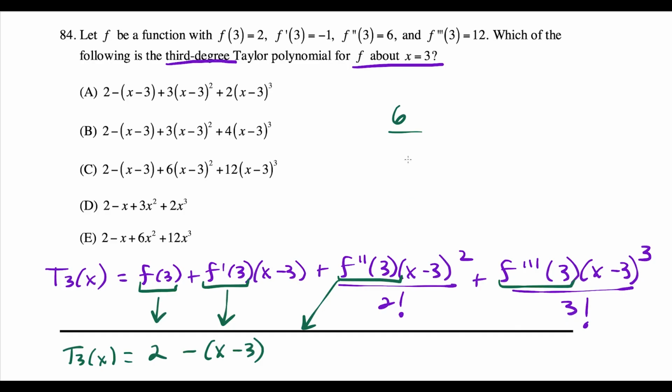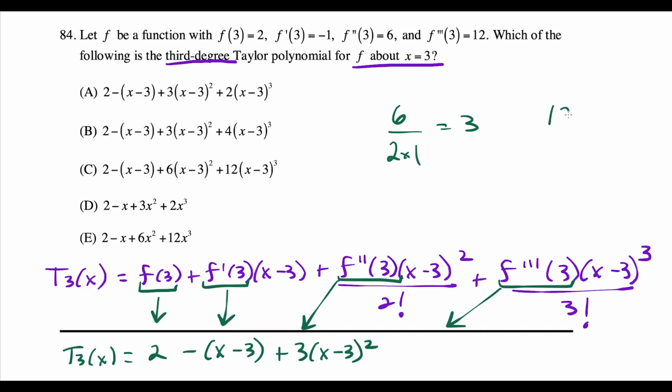6 divided by 2 factorial, which is 2 times 1, is going to give us a coefficient of 3. So this is going to be plus 3 times (x minus 3) squared. And then the next one here, we have f triple prime of 3 is 12. So that's going to go here.